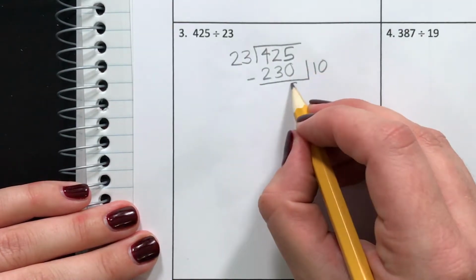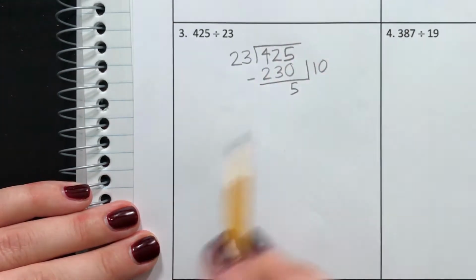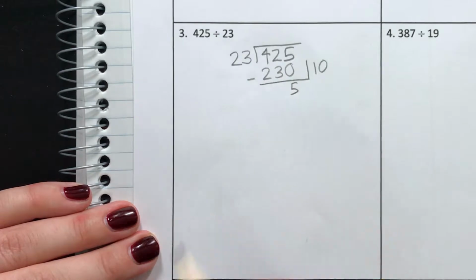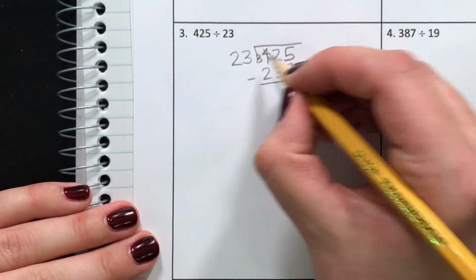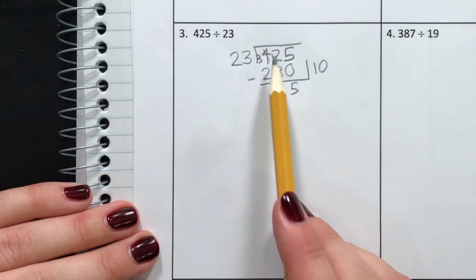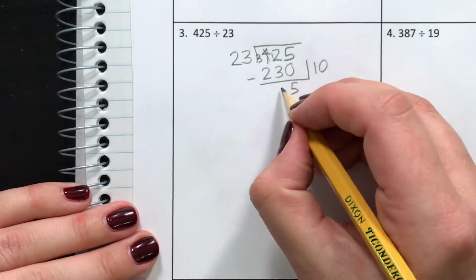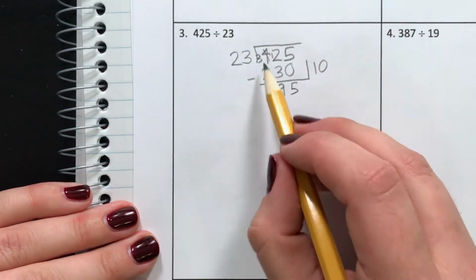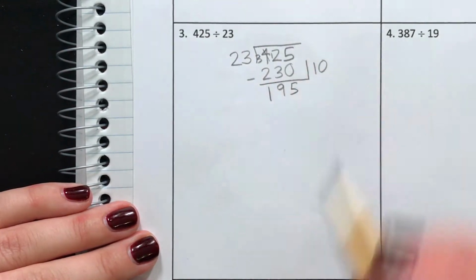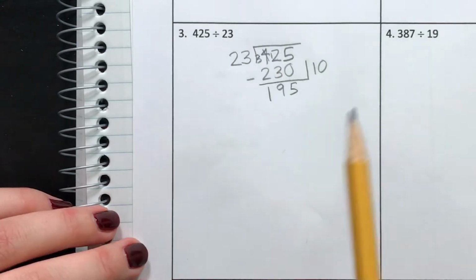5 minus 0 is 5. I can't do 2 minus 3, so I'm going to borrow. I'm going to turn that into a 12, and 12 minus 3 is 9. And then 3 minus 2 is 1. So now I have 195.